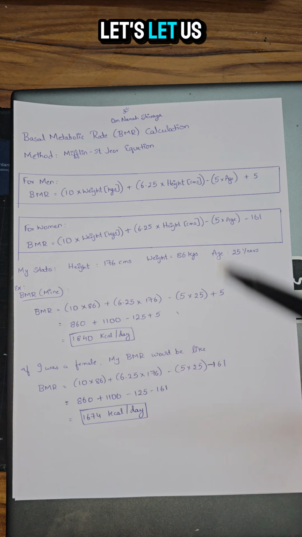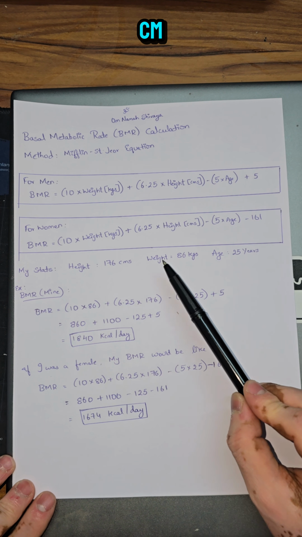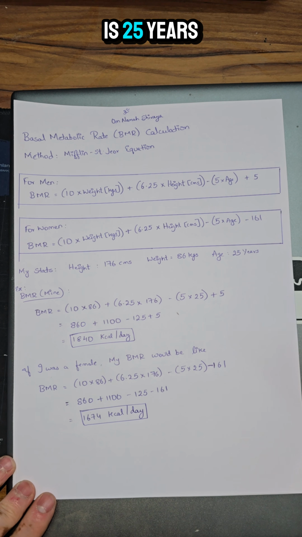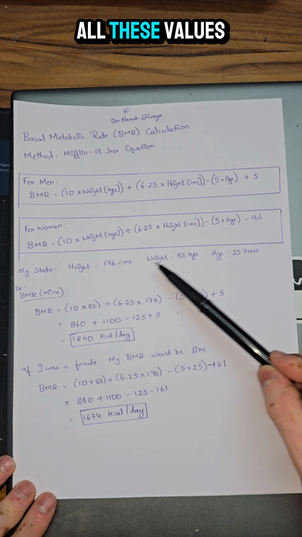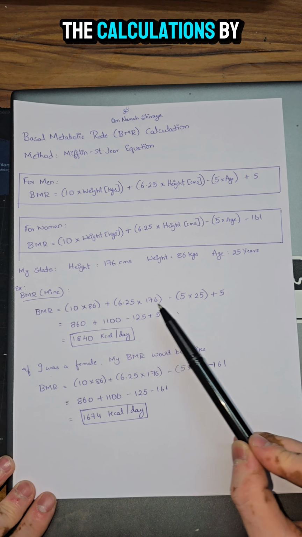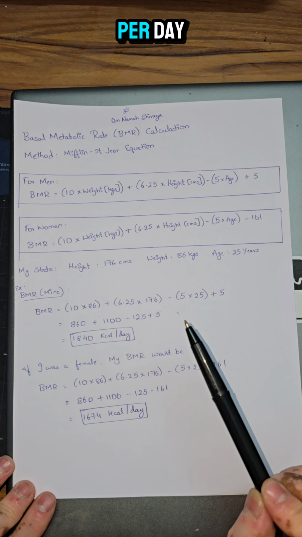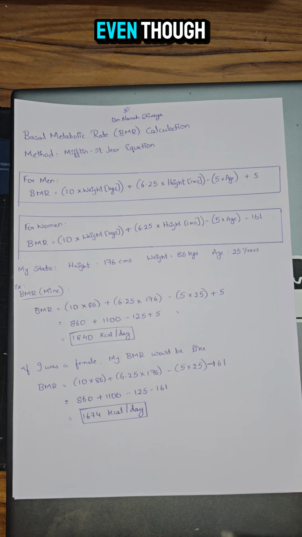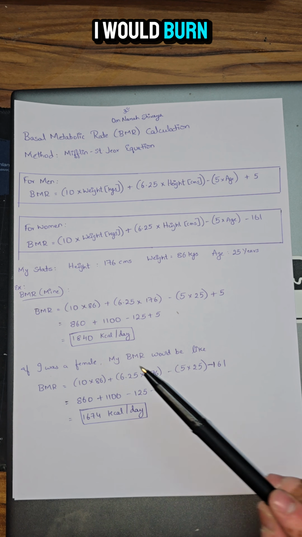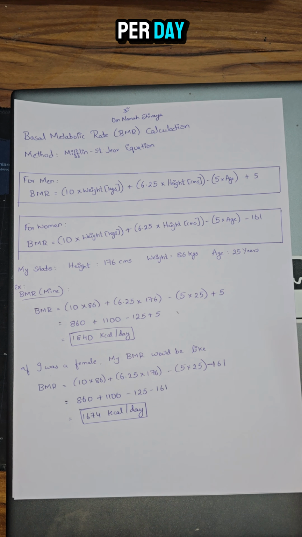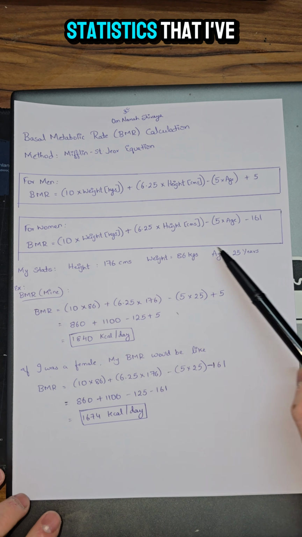So for example, let us consider my stats. My height is 176 centimeters, weight is 86 kgs, and age is 25 years. So let's calculate my BMR. I've inserted all these values into the formula. If I do the calculations, the final result I get is 1840 kilocalories per day. This means that even if I'm lying on the bed all day without doing any activity, I would burn about 1840 calories per day. So this is the BMR for my body based on the statistics that I've provided.